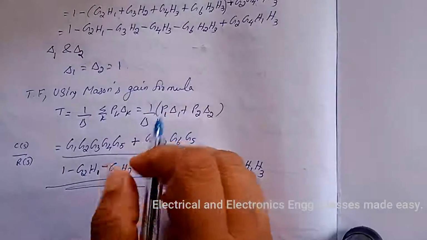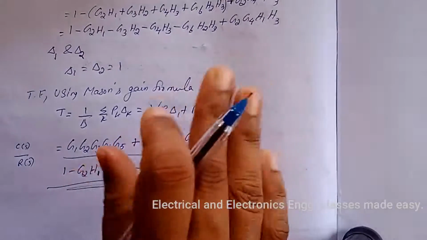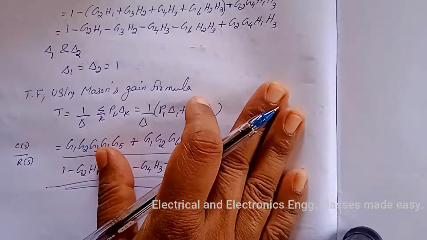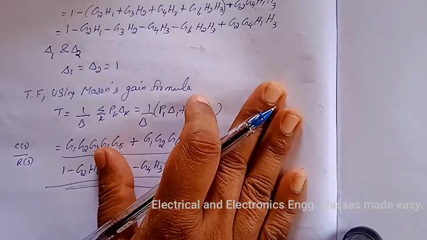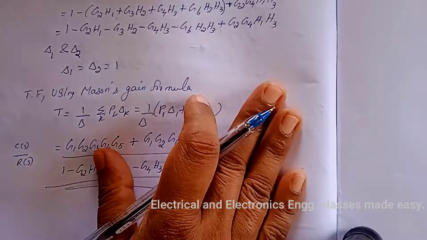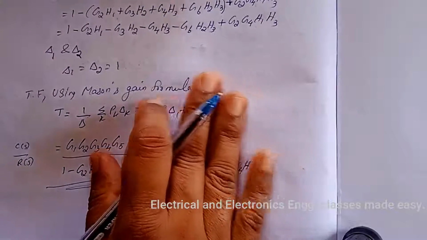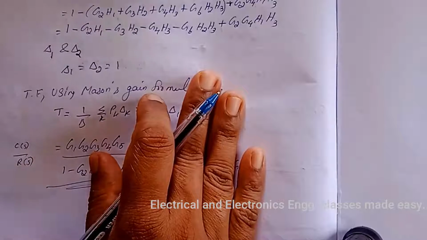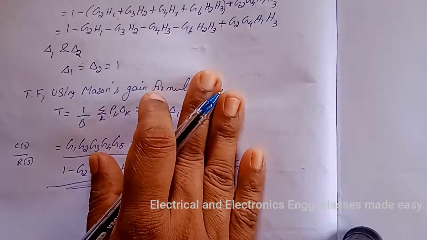So this is about the problems related to signal flow graph. In the next class, let us study about the signal flow graph from block diagram. That is, we have to find the signal flow graph from the block diagram and then we can find the transfer function.